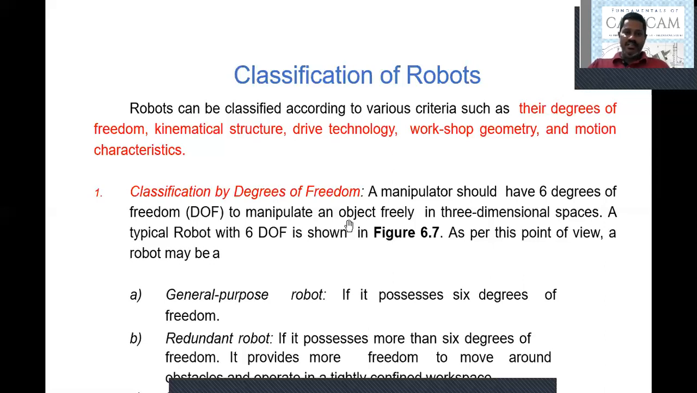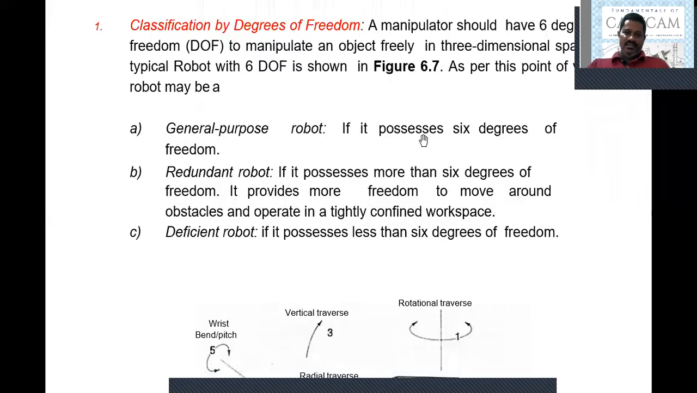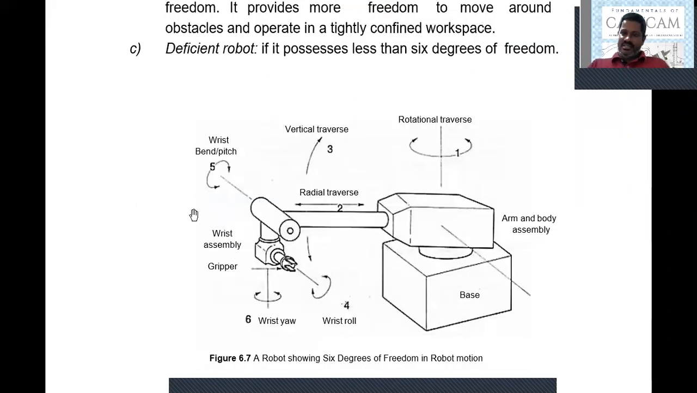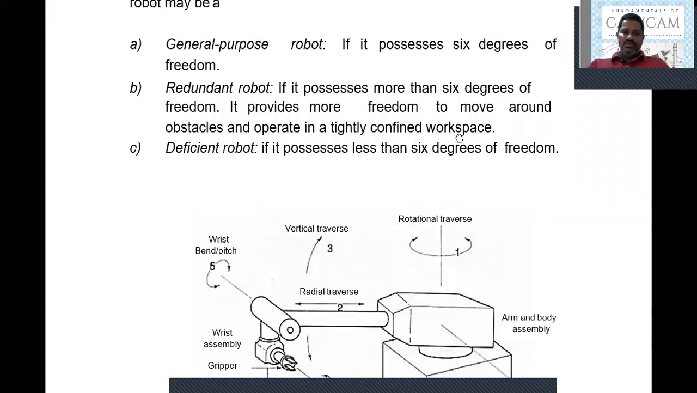A 6 degrees of freedom robot can be observed here. You can see the 3 linear motions: the first linear motion, the second, and the third. Then you can see one rotational motion, another rotational, and the other rotational. So totally a robot can have 6 degrees of freedom, 3 linear and 3 rotational. We will see what the elements of the robot are later.